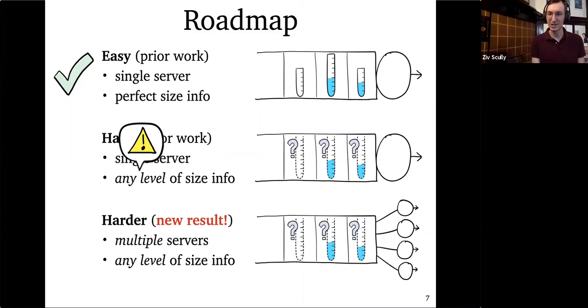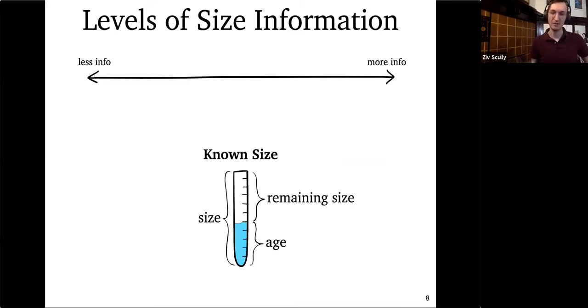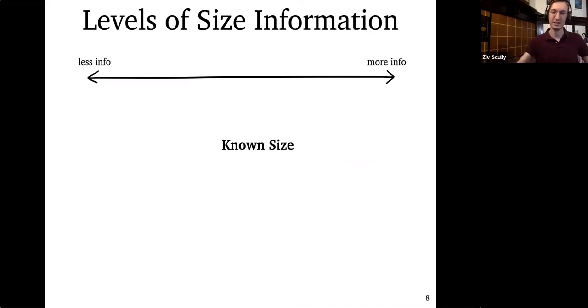So I'm going to start by talking about what I mean by any level of size information. I'm going to draw a diagram where I plot different scenarios on a spectrum from having less information to having more information. On one end of the spectrum, we have what we've been talking about so far, known job sizes. We know each job's size, we can know each job's age and thus remaining size. So this is basically perfect information.